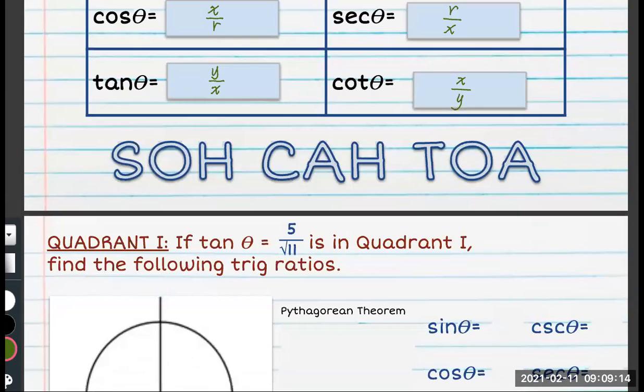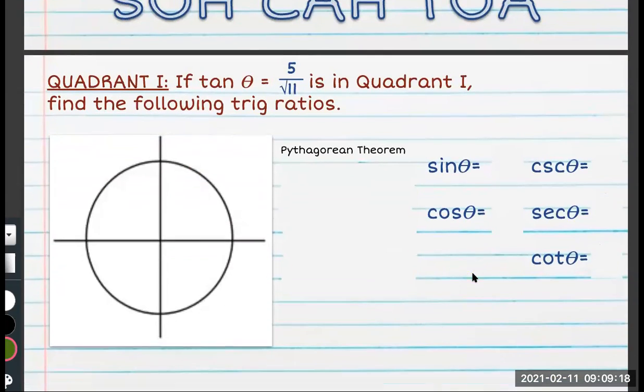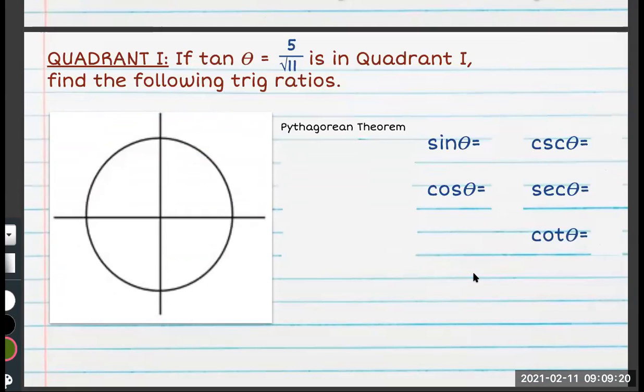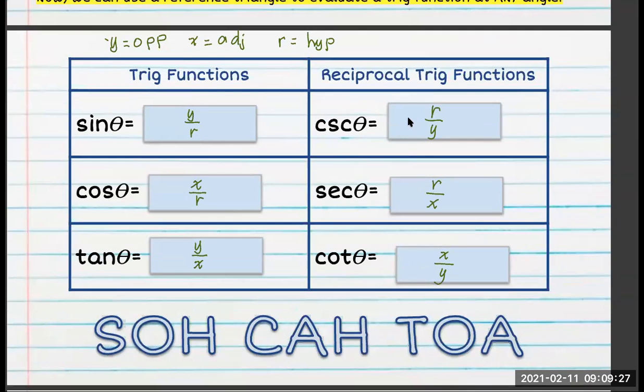So let's apply that right here. Let's look at this problem. Miss, could you go back, please? Back. Okay. You can go ahead. Okay.